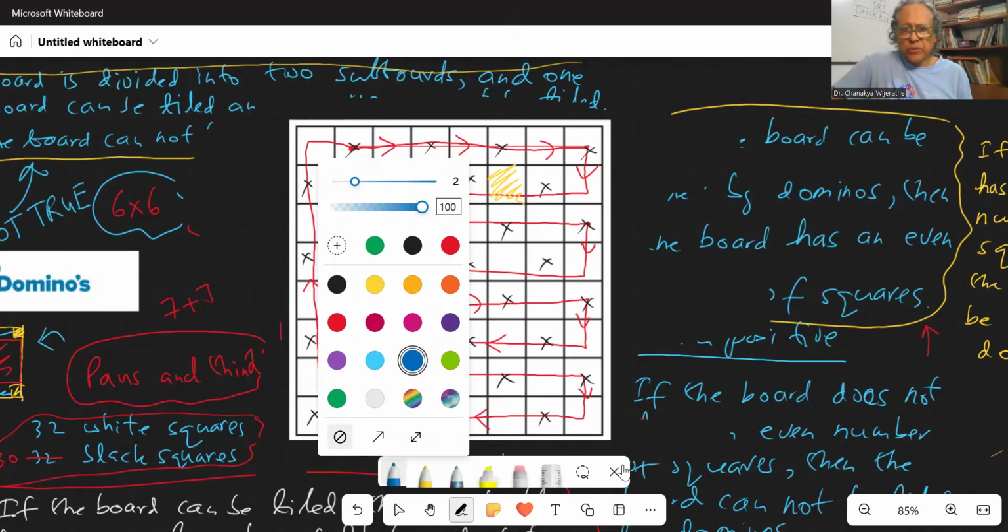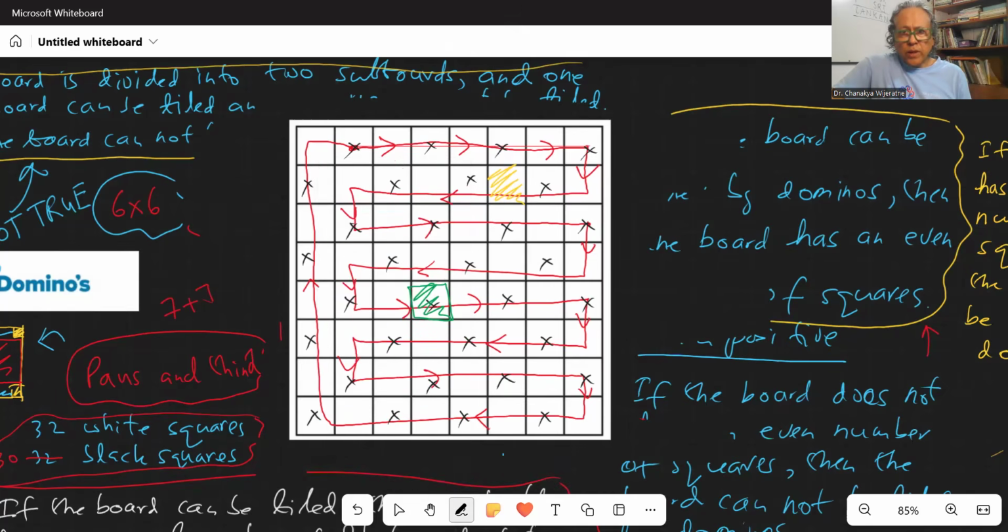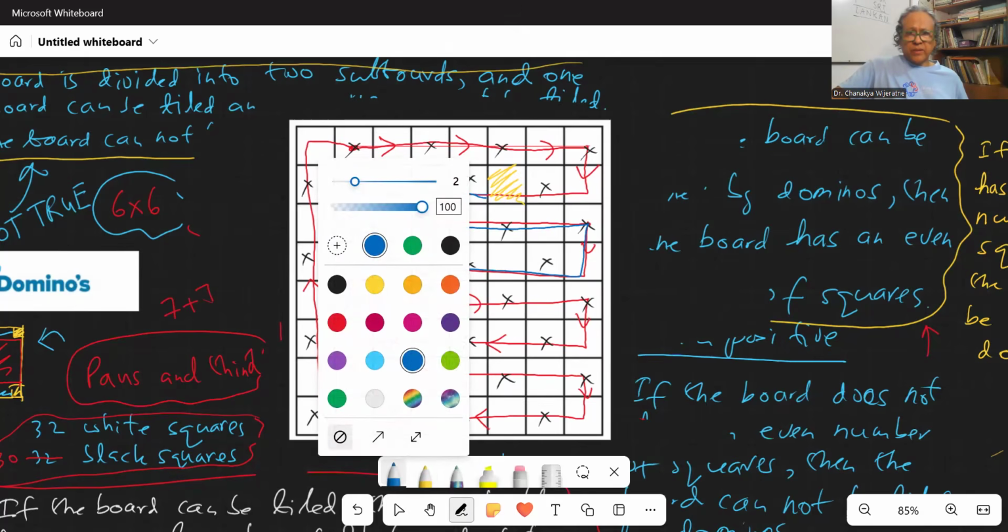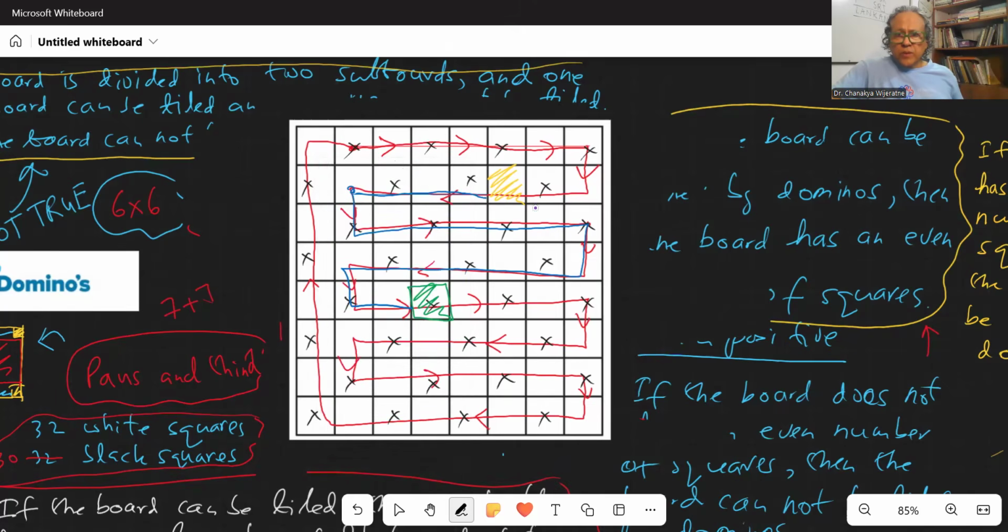So I need blue. Here's one part, it goes like this. And then the other part, maybe a different color. I'm running out of colors. Brown. Starting from here, it goes like this, like this, like this, like this.